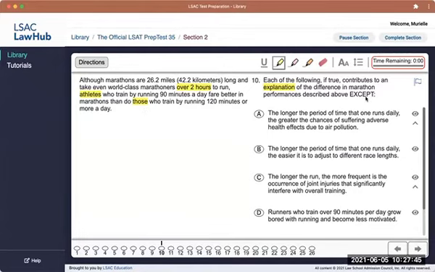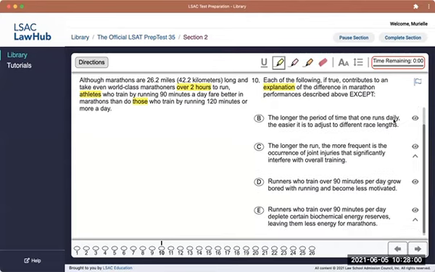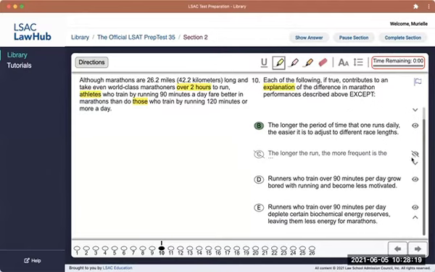The longer the period of time that one runs daily, the greater the chances of suffering adverse effects due to air pollution. That would be a pro for running shorter periods per day, so that would help explain. We can eliminate that. The longer the period of time that one runs daily, the easier it is to adjust to different race lengths. This wouldn't help explain what's going on here, so that would be a pro for running longer per day. Longer, more frequent injuries. Okay, so that's out.